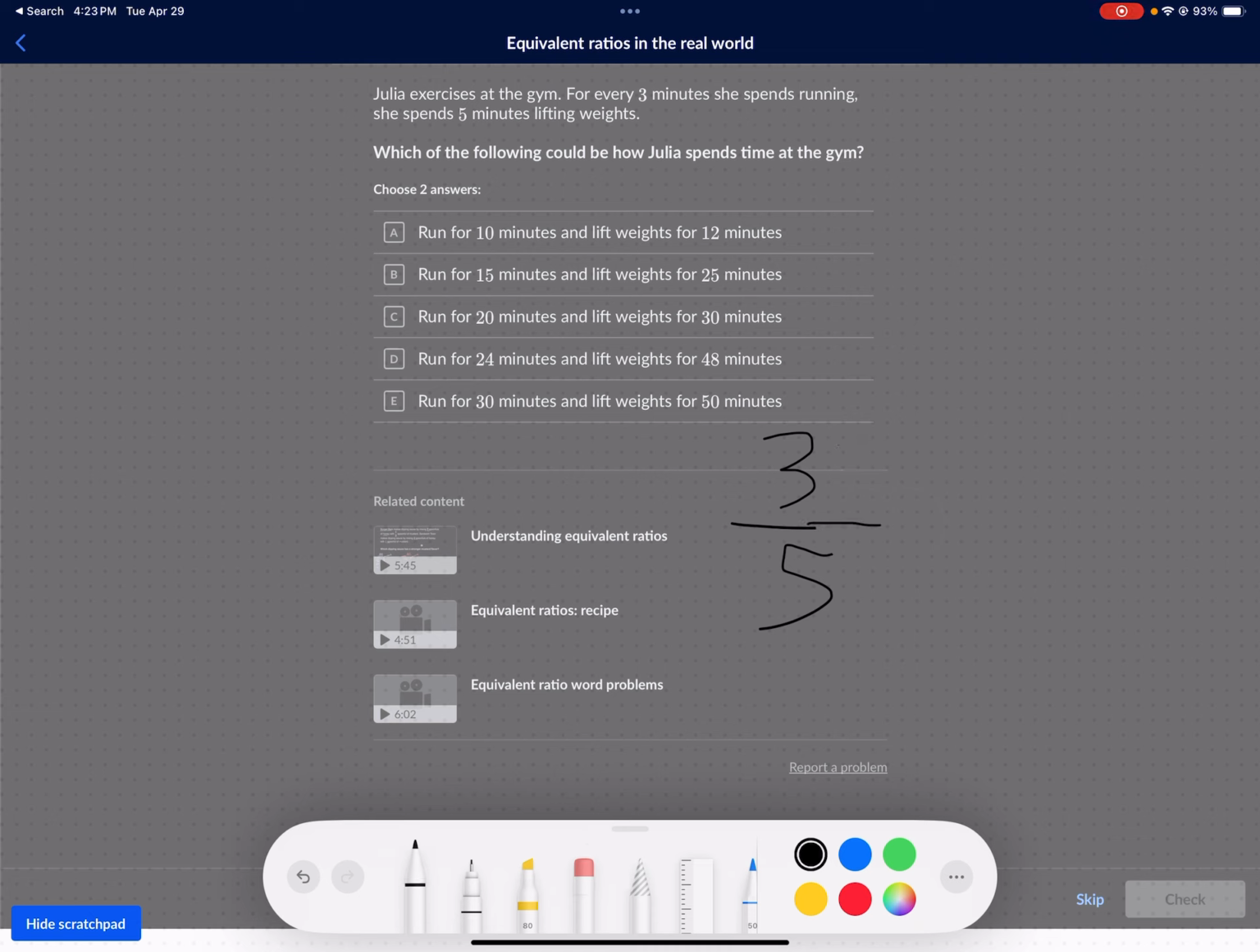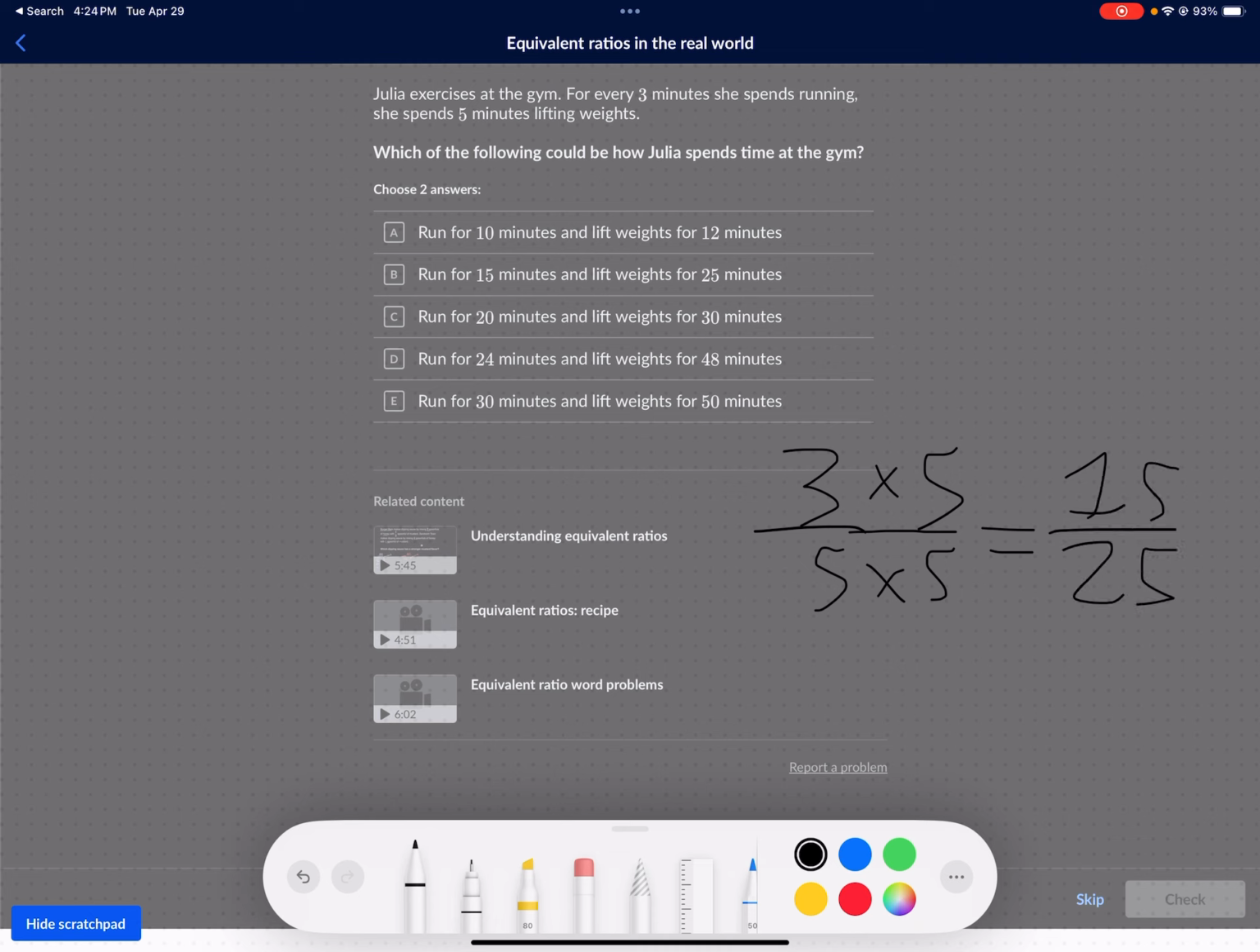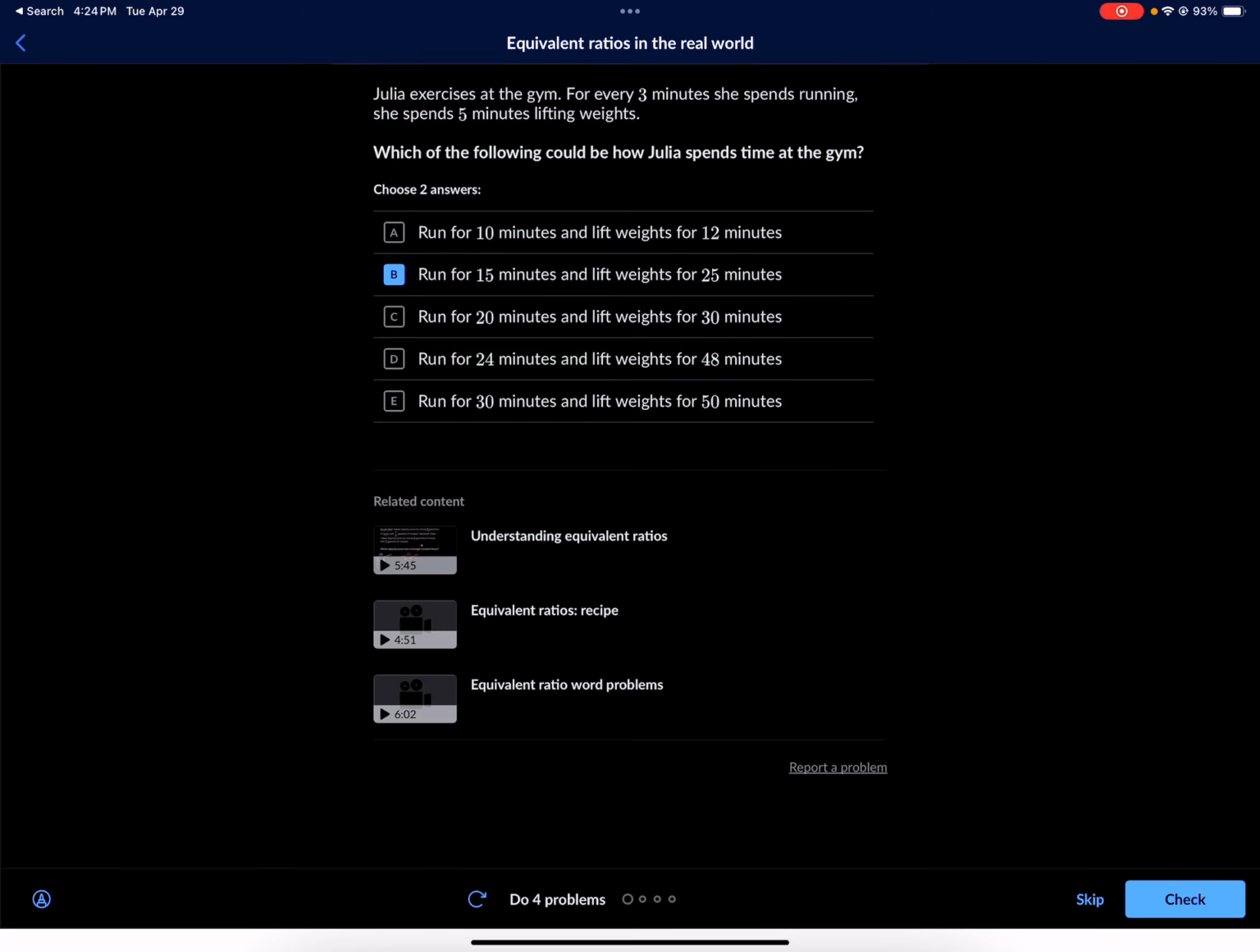What about 3 times 4? Will this give me something? Let's see. Well, we have 12 over 20. No, this isn't an option either. Could we try 3 times 5 to get something? So we get 15 over 25. And hey, there we go. We have answer B, which explains my equation. We have running for 15 minutes and lifting weights for 25.